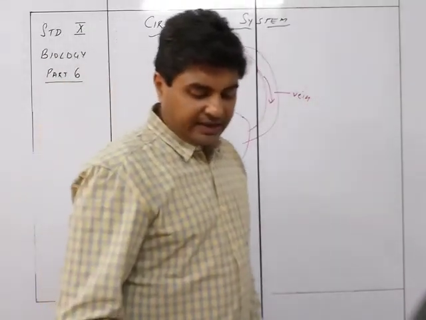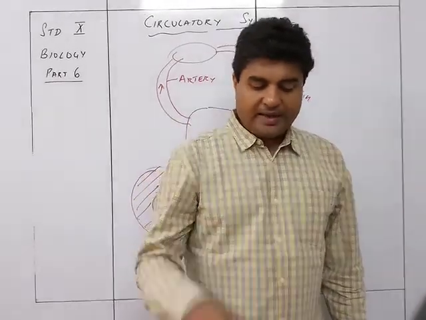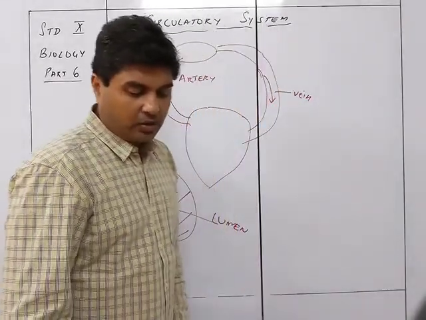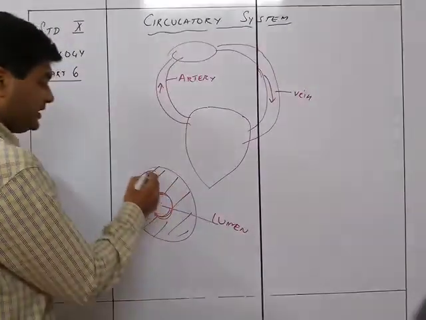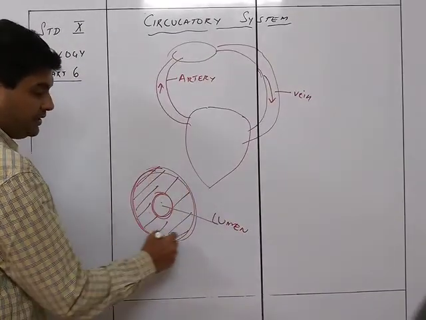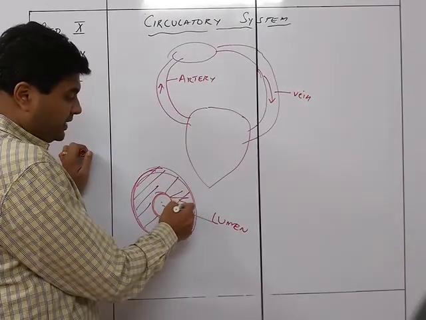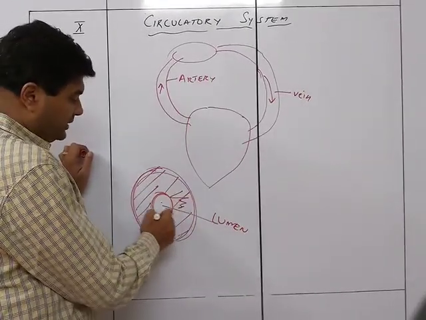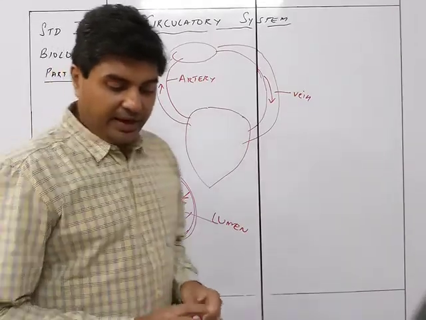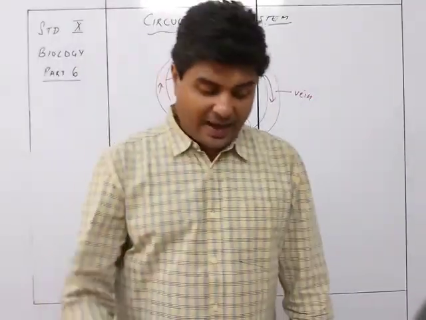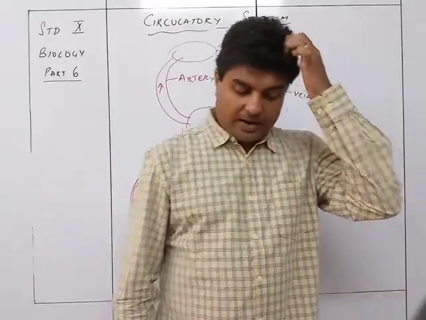Accordingly, you see that the layers are given this way. There is the external layer over here, the outer part. Then there is a middle layer, which is the smooth muscle part. And then the inner part over here is the endothelium. The endothelium is the inner lining of the artery.